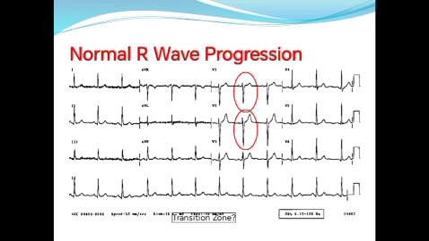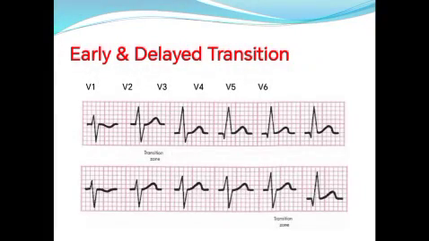Here from V1, you see a small R wave, then V2, and now you see the R wave, the positive deflection, and the S wave. This is the transition zone, here in V3. Then in V4 the S wave almost disappeared, and now the dominant wave is the R wave, as you see in V5 and V6. This is the normal progression of the R wave.